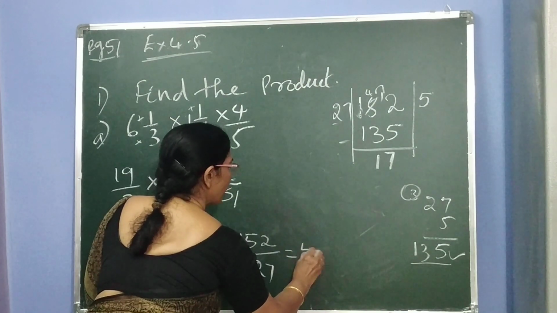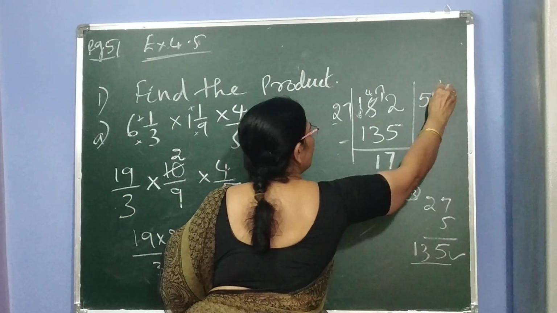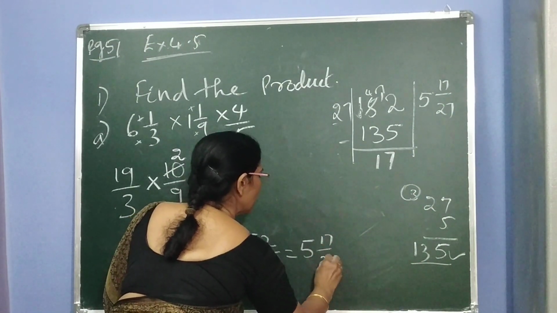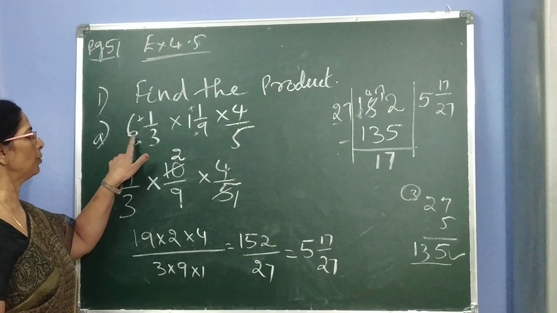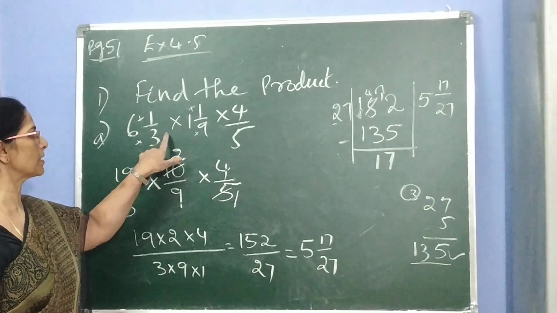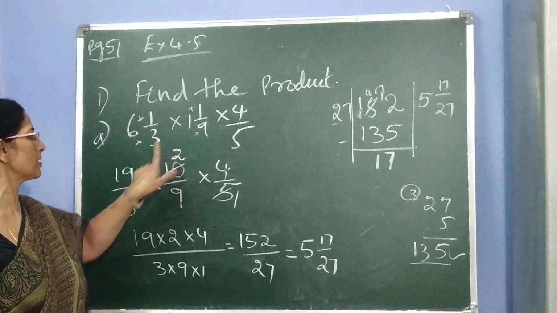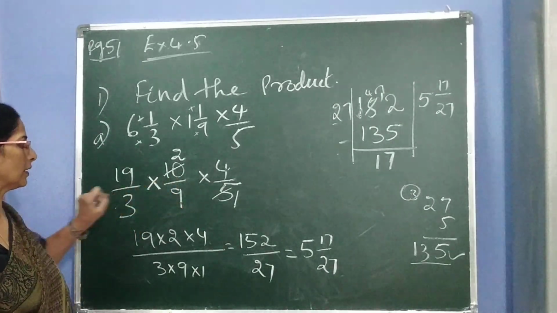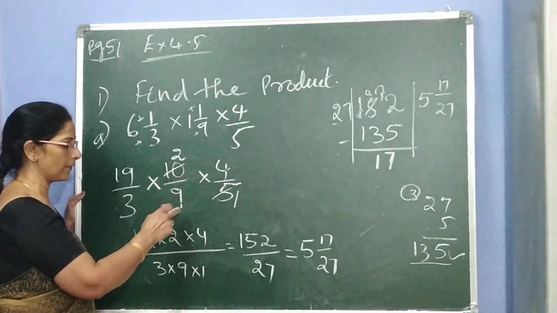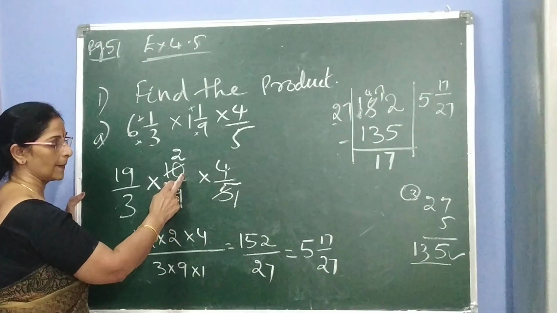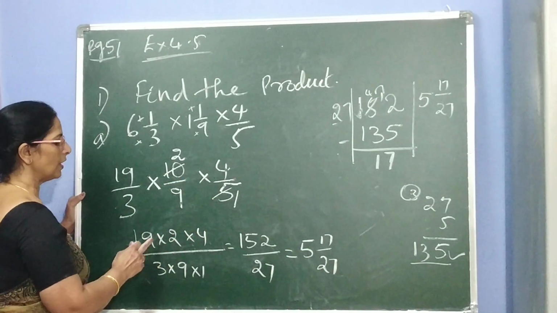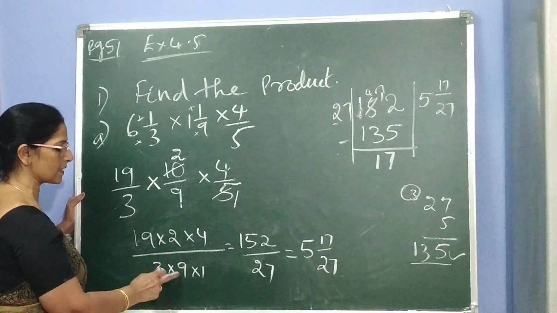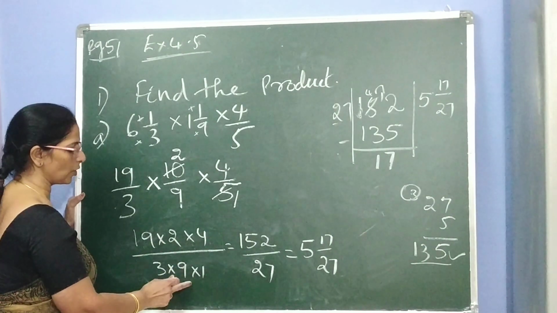Here, 5. We are left with 17 by 27. First change the mixed numbers into improper fractions. Then wherever the numbers can be simplified, we can simplify. Here too we can't, here too we can. After simplification, whatever we are left with in the numerator's place and the denominator's place, multiply those numerators and denominators.